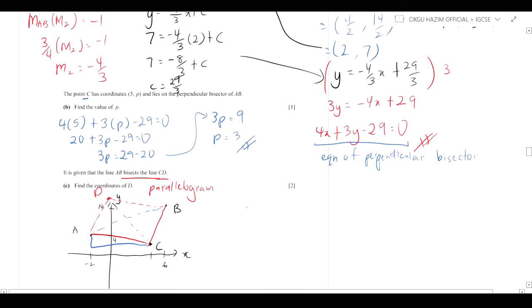So we can use a vector method here. From C to A, how many to go to the left side? We know this is 5 and this is 3. To go to the left, how many times? From 5 to negative 2, we need to go to the left by 7. And from 3 to 4 here, it must go up by 1. It's the same thing from B to D, because it's talking about bisects, the shape of a parallelogram.